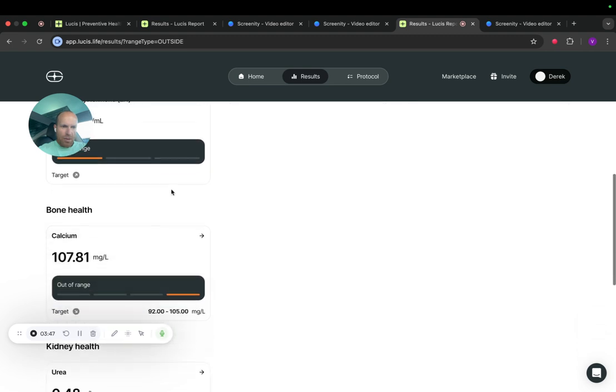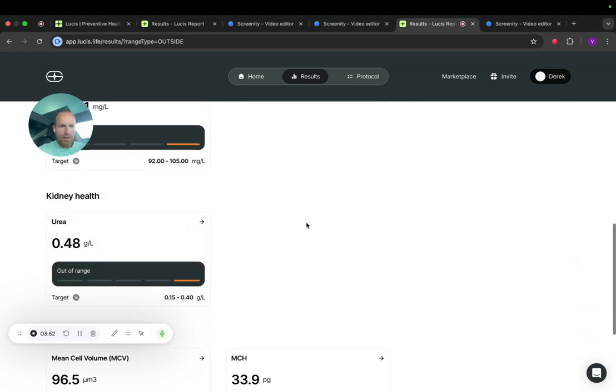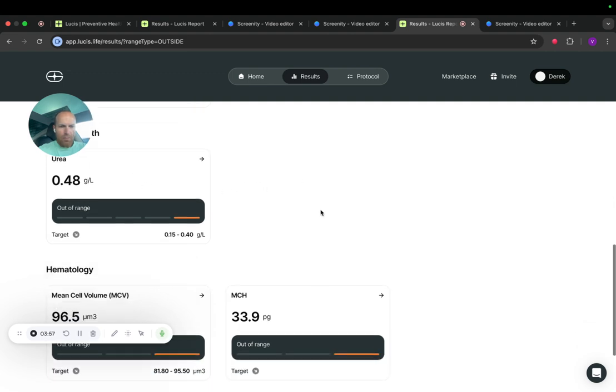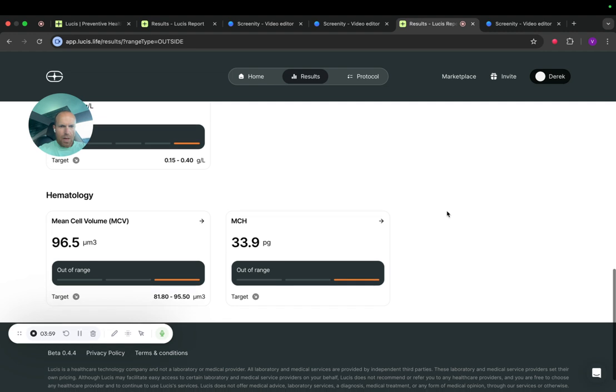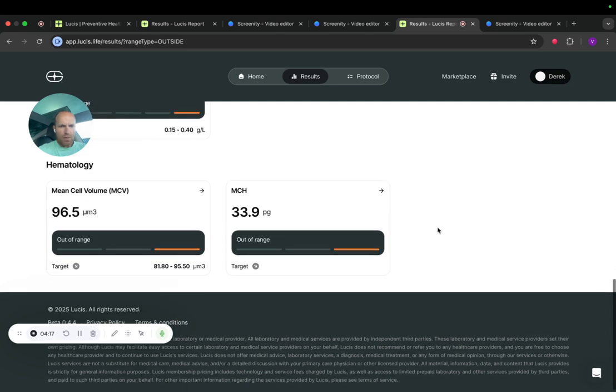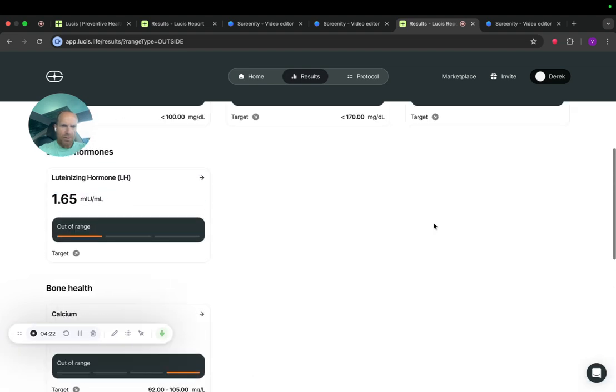My LH is a little low. My calcium is a little high, but actually you'll see later adjusted calcium is in range. Kidney health, a little high on urea, sorry. This is to do a little bit with my high protein diet. MCV and MCH, yeah, these have been a bit of a pain for me. And actually, this is one of the lowest readings I've had in quite some time. This is a little bit, I think, to do with hemochromatosis, but also a little bit to do with methylation. So just trying to get those under control. And I'm actually pretty happy with those results there.